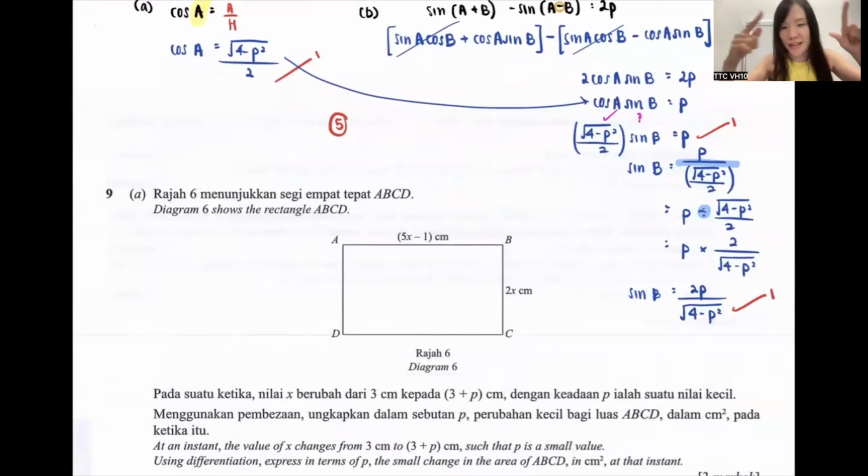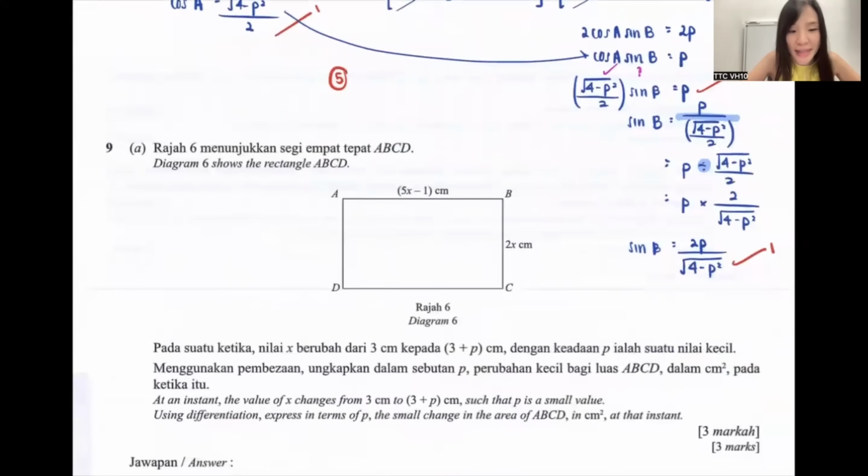Diagram 6 shows a rectangle ABCD. I can see that. At an instant, the value x changes from 3 to 3 plus p, such that p is a small value. Straight away I know, Form 5, chapter 2, differentiation. Because under that particular chapter, you guys learn small change. So they say you from 3 become 3 plus p. That means a small little change, where they tell you the p is actually just a small value. So small change, okay?